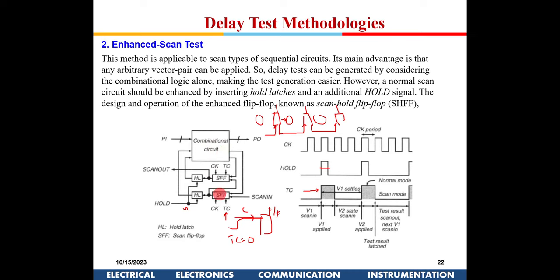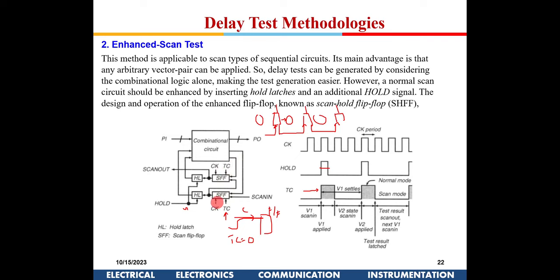In parallel I can put the next set of vectors into these flip-flops. While this is computing the output of V1, it doesn't matter. The moment I put the TC signal low, again this goes into the scan mode, so that the inputs from the combinational logic are not taken when TC is equal to 0.